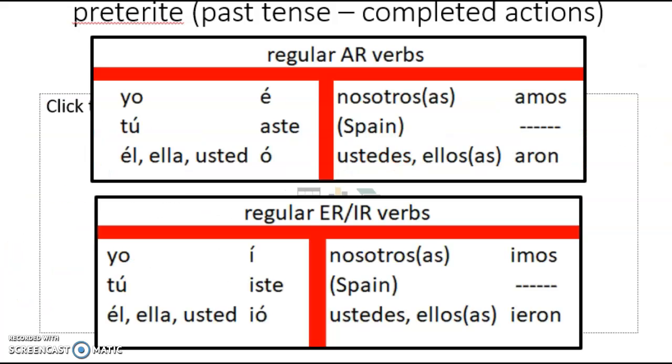Okay, and as you work with these, your endings, if it's an AR verb, it's no longer going to be o, as, a, amos, an, because that would be present tense. So we're making it past. So it's e, aste, ó, amos, aron. And your ER and IR verbs, to put them in the past tense, they take the exact same endings, and that's going to be í, iste, ió, imos, ieron. Okay, so if you'll use these last few pictures to help you with the assignment, it should be pretty doable.